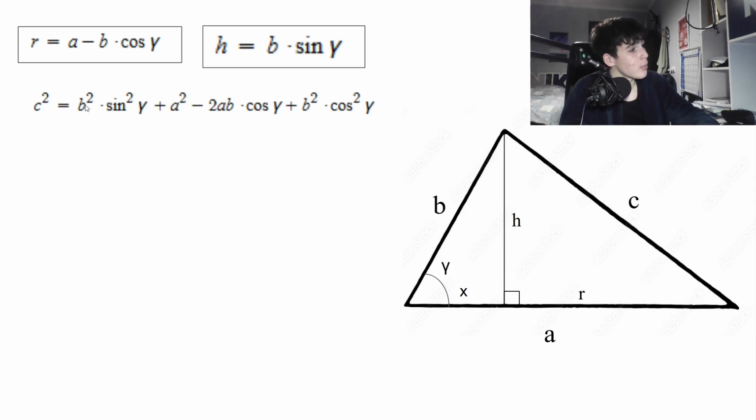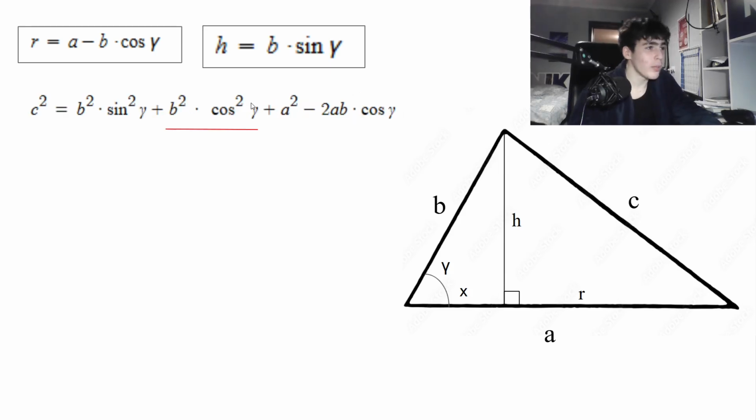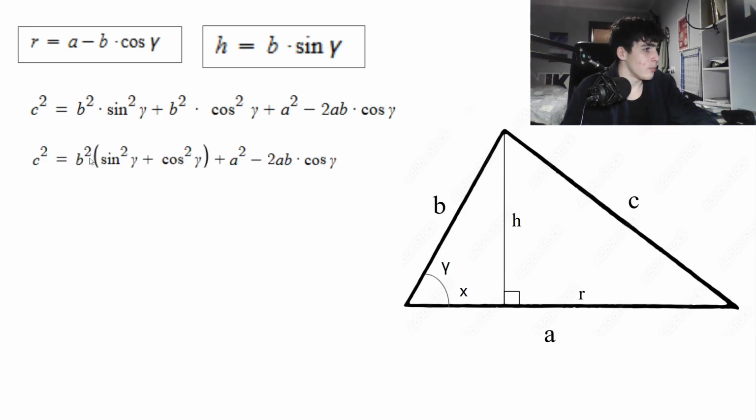So what I see here is that b squared times sine gamma squared and b squared times cosine of gamma squared have something in common, and that is b squared. They both have b squared. We can move this b squared times cosine of gamma squared here to make this more visually appealing. And we can rewrite this whole thing as b squared times the quantity sine of gamma squared plus cosine of gamma squared, because they have a common multiple. This common multiple goes out of the parentheses, and this whole thing will stay the same.